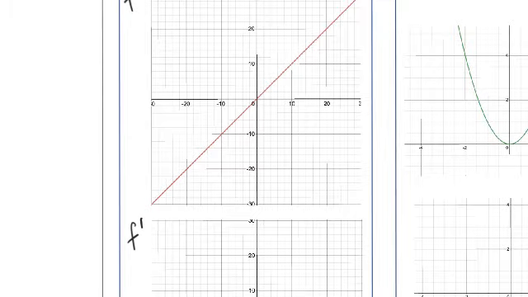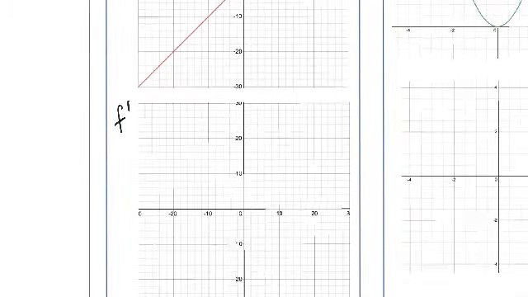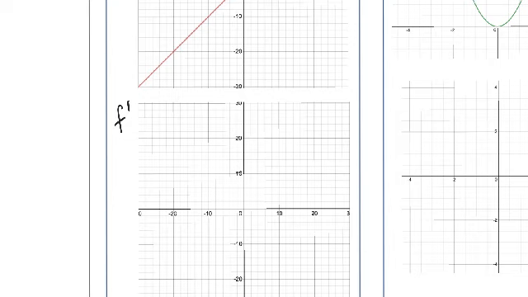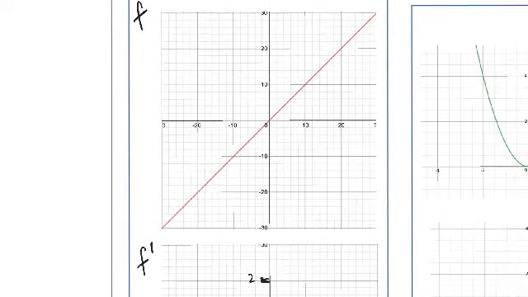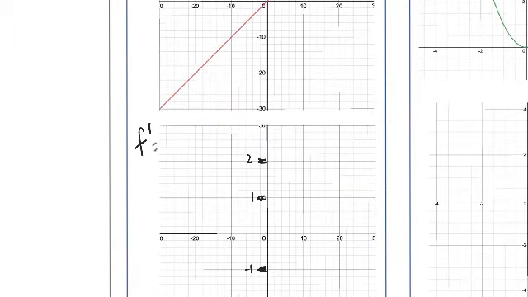So f is the graph on the top, and we are asked to sketch f prime. I'm just going to ask you to change the scale on this graph on the y-axis. Let's make it 1, 2, negative 1, 2. Okay, so we have a graph here with a constant slope. The derivative just means the slope.